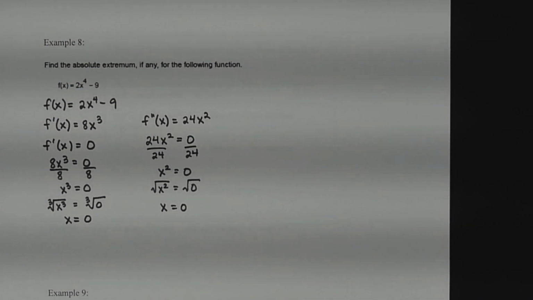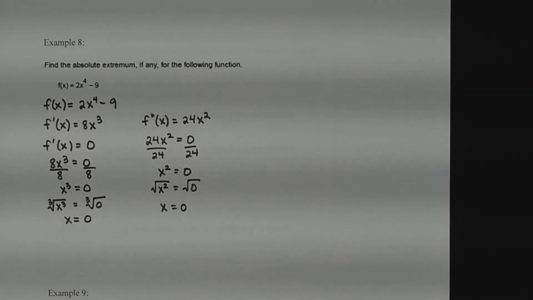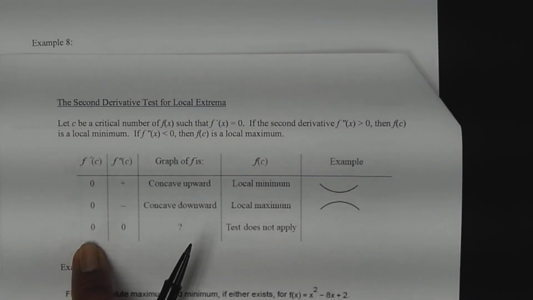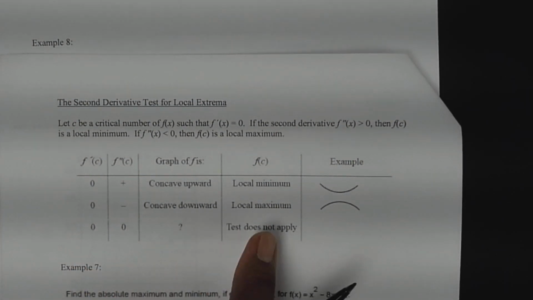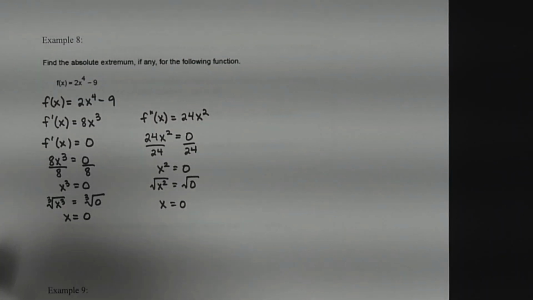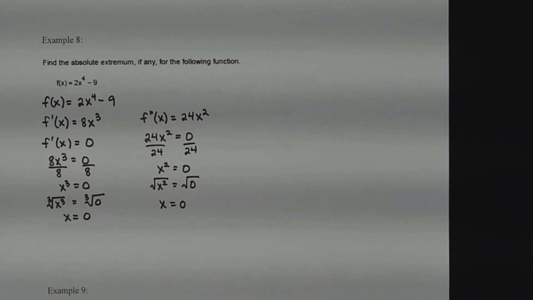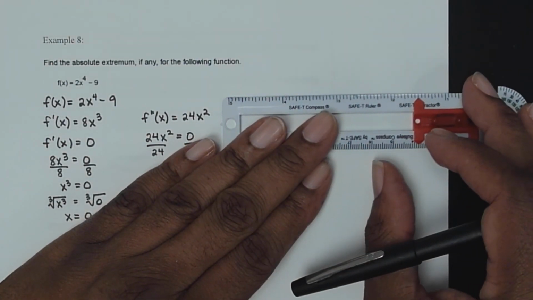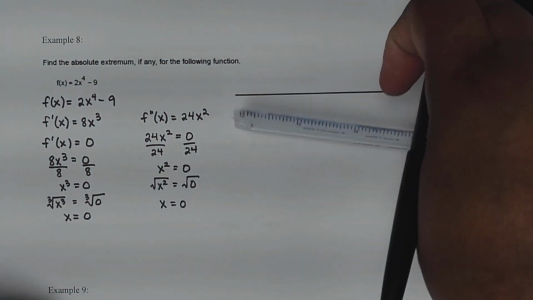So as you can see here, the test fails, so that means I'll have to use that first derivative test, okay? Because notice that f prime of c is 0 and f double prime of c is 0. The test does not apply. I have to use that first derivative test. And in this case, I have to use that sign chart to determine whether it's increasing or decreasing on the interval. So the critical number is going to be x equals 0.